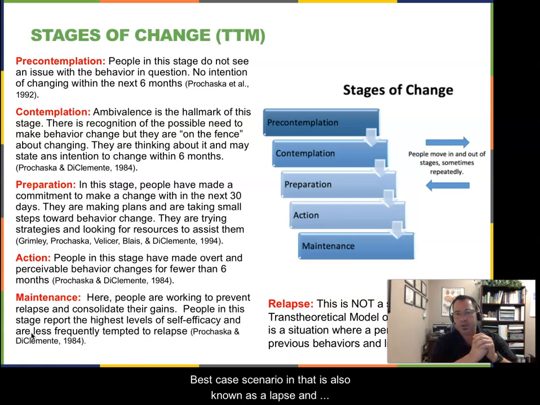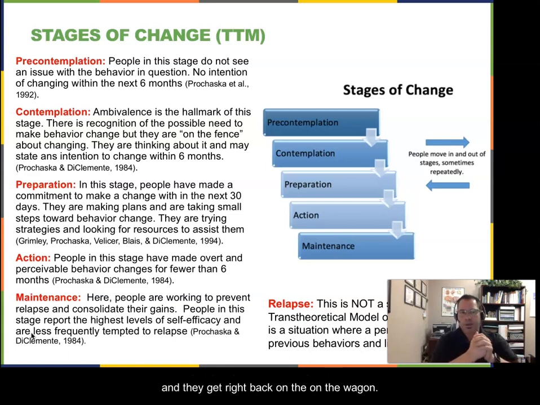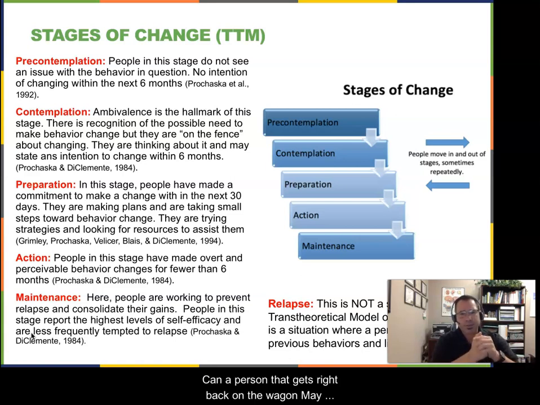Best case scenario is also known as a lapse, and that's where a person may briefly engage in their old behavior. So something stressful comes up, they take a drink, and then they realize, oh no, what have I done? They might go call their sponsor, might talk to some other friends that have been helping them or supporting them in their recovery, and they get right back on the wagon. A person that gets right back on the wagon may re-enter the stages of change, not at the very early stages like pre-contemplation or contemplation, and maybe even zoom past preparation. They might come right back into the action stage of change again and begin going back to those behaviors that help them get to maintenance.